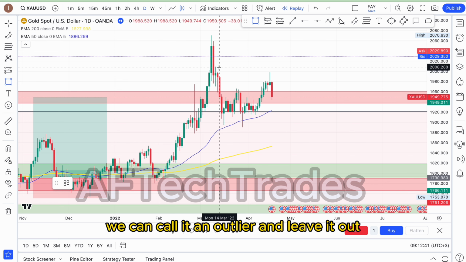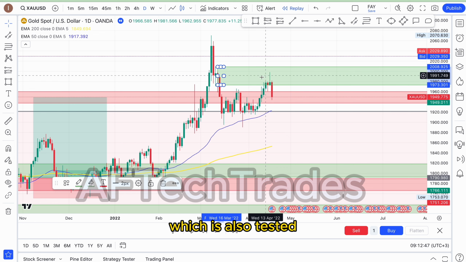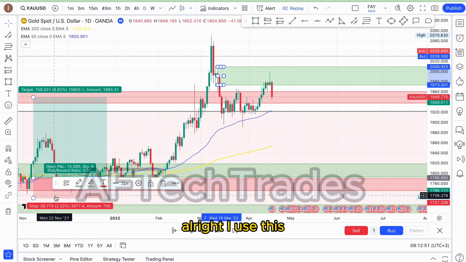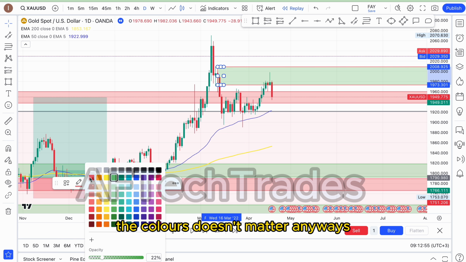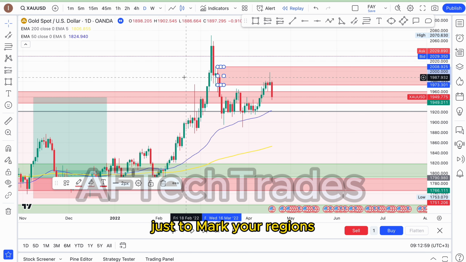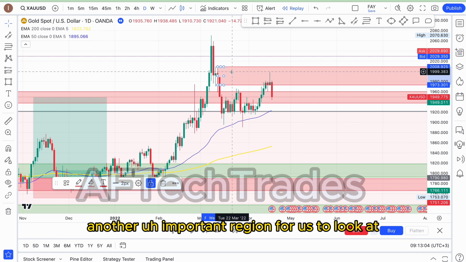We can call it an outlier and leave it out, but we have this region here which is also tested. So sorry, supply. All right, I use this. The colors don't matter anyways. You can use same color for everything just to mark your regions. In this case now, we have this region, another important region for us to look at.